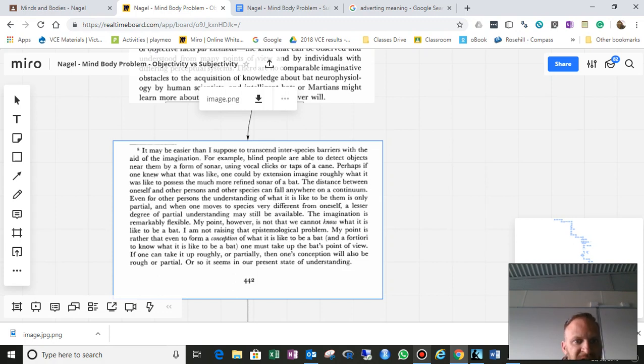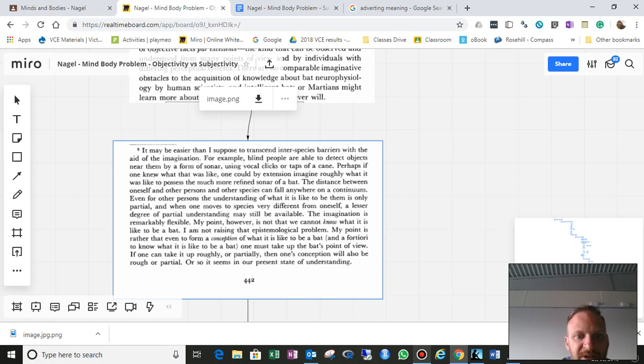All right. So in other words, again, we go to that schema. To form a complete understanding and to conceive of what it's like to be a bat, we need to adopt that point of view, which we can't do. If one can take it up roughly or partially, then one's conception will be roughly or partial. So in other words, if we can have a rough conception, then we have a rough understanding. But that's all we can really get. Okay, we need to have a full conception of what it's like to be a bat. We need to have the complete bat's point of view. Take a note.